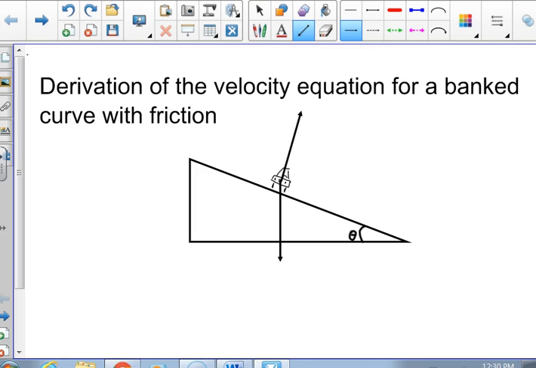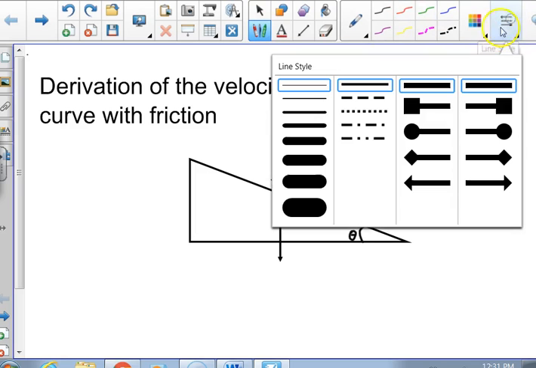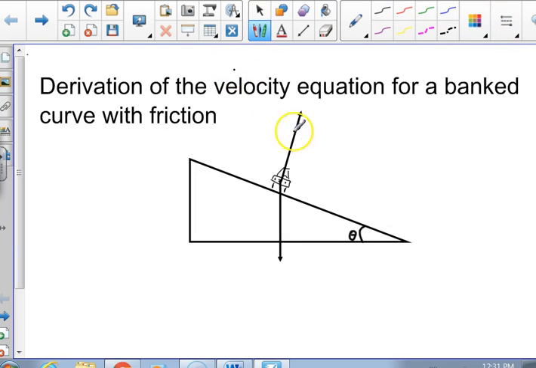In this diagram, we've got a car, beautifully drawn car, coming toward us. This is the cross-section of a banked curve. We've got some forces labeled here, or drawn in. This would represent our normal force, and this would represent our weight, or mg. We also have a theta here.